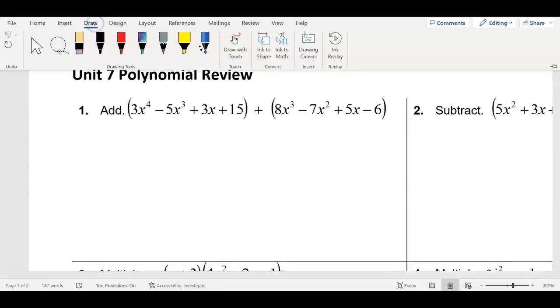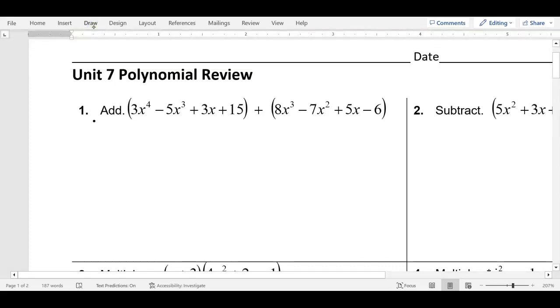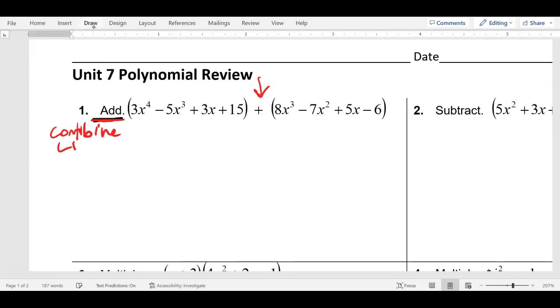Alright, so these are going to tell you what to do, but you can see it, okay? So it says add, but you can see it right there, right? Okay, see it right there. So when you add, you're just going to combine like terms. Okay, so we got 3x to the fourth. That's the only x to the fourth that I see here. So 3x to the fourth it is.